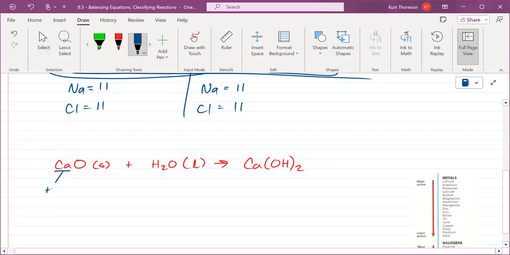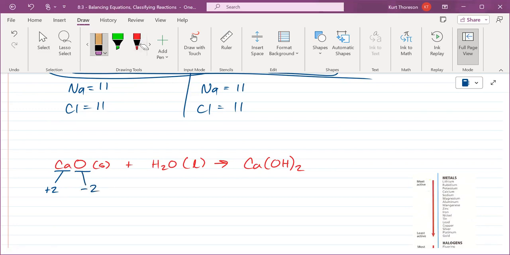Calcium has a +2 charge. Oxygen has a -2 charge, excuse me. They balance out evenly, so it is a 1-to-1 ratio. Hydrogen has a +1 charge. Oxygen has a -2 charge. It's going to take 2 hydrogens to balance that out. So +1 times 2 equals +2. That balances out oxygen's -2.